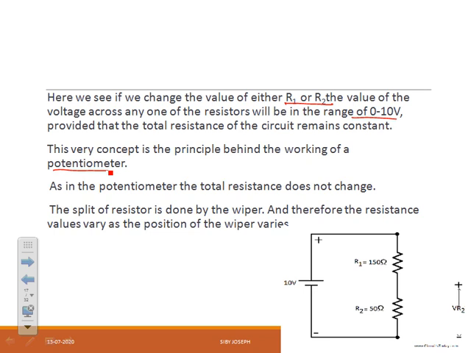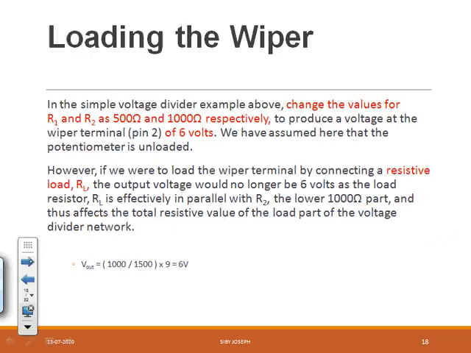As in a potentiometer, the total resistance does not change. The split of the resistance is done by the wiper. That means by varying R1 and R2, the voltage is also varying. This split of resistance is achieved by using terminal 2, the wiper terminal. So by using the wiper terminal, we can vary the resistance, and accordingly the voltage also varies.